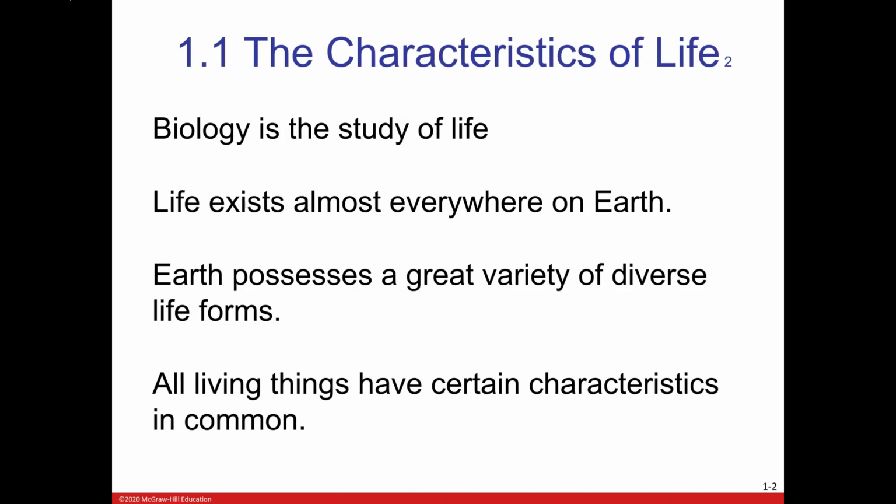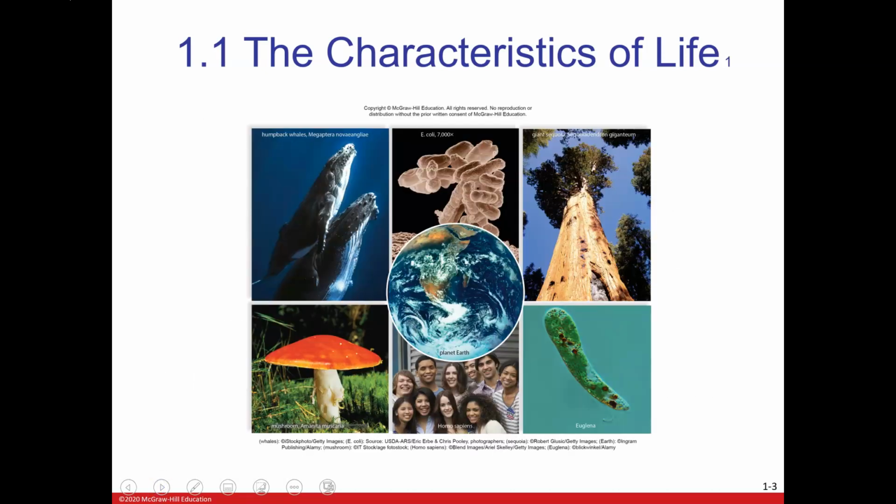Earth possesses a great variety of life, and all life, bacterial cells, all the way up to humans, have certain characteristics that are similar. So let's look at some of these. And so this is just a figure showing lots of different life forms. So we've got our bacteria up here. We've got our protozoans. We've got plants, fungi, and animals, both human and non-human animals.